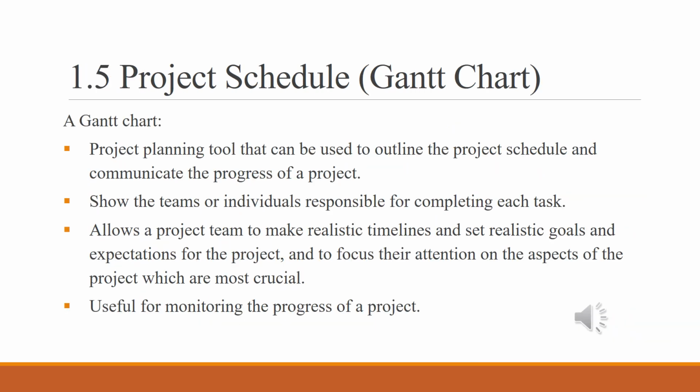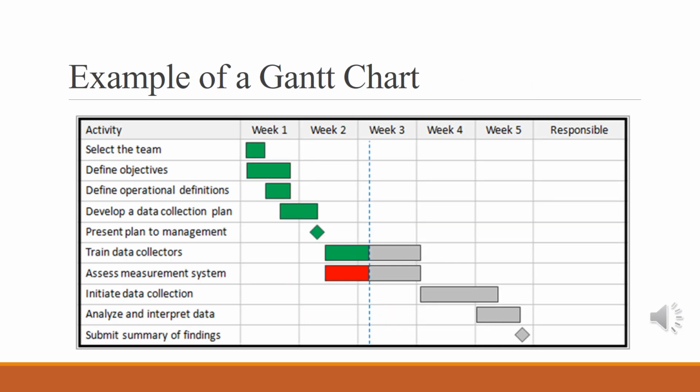Now, the next component you want to include in your proposal is the project schedule, which is usually presented in a Gantt chart. A Gantt chart is a project planning tool that helps you to outline your project schedules with their specific tasks and how long it's going to take. So it allows the team to make realistic timelines, and it is useful for monitoring the project progress. Now, this slide shows you a simple example of a Gantt chart.